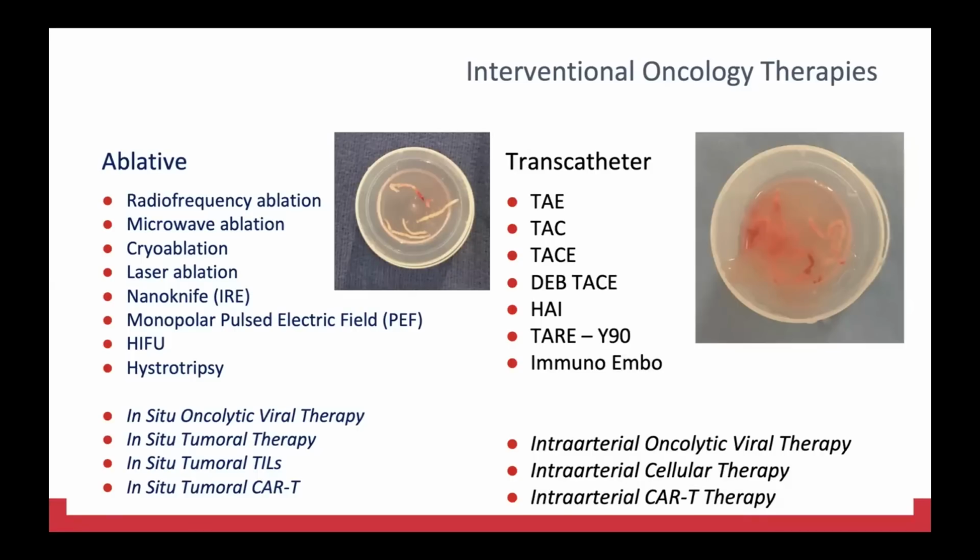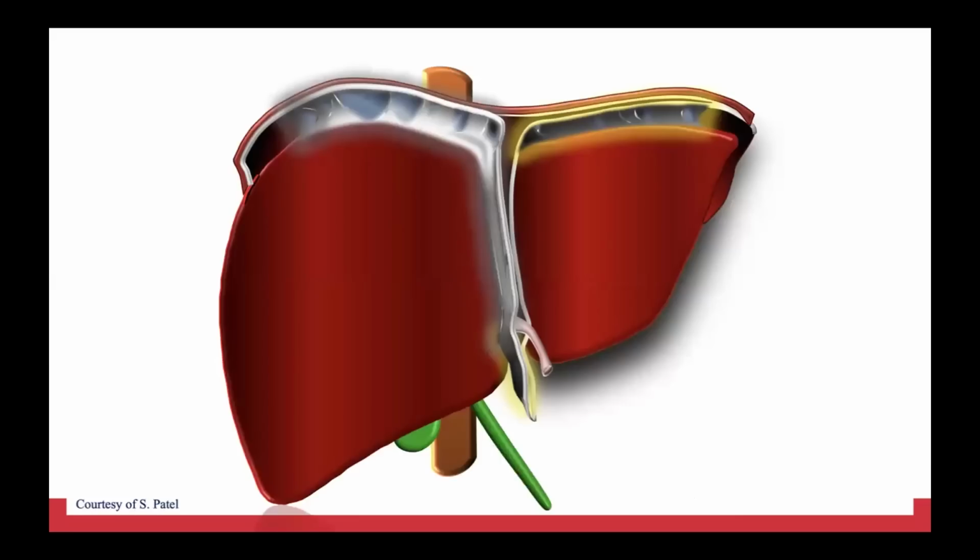And then on top of it, all the other ones that you can see on the bottom row are research treatments for now: intratumoral oncolytic viral therapies, intratumoral TILs, CAR-Ts, and intraarterial therapies. All of these therapies are up and coming, and I'll touch upon a few of these.